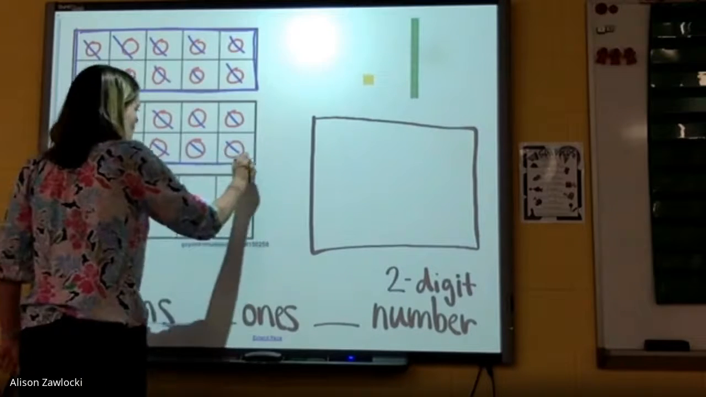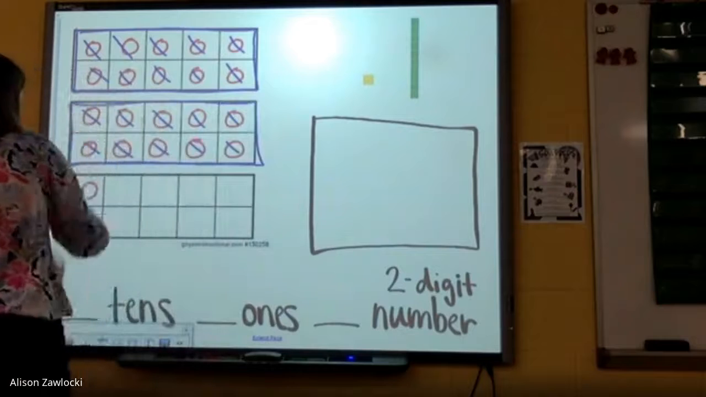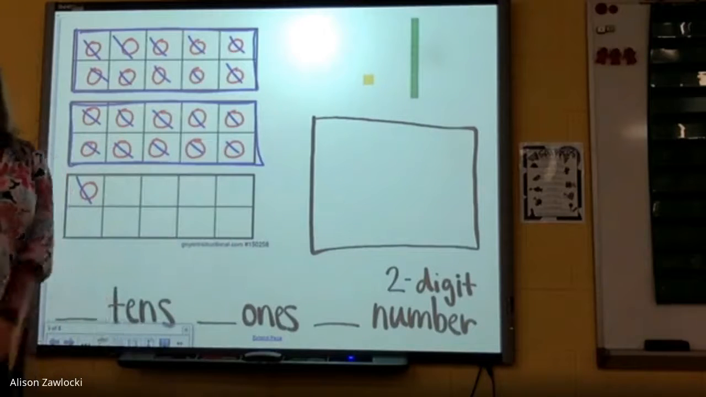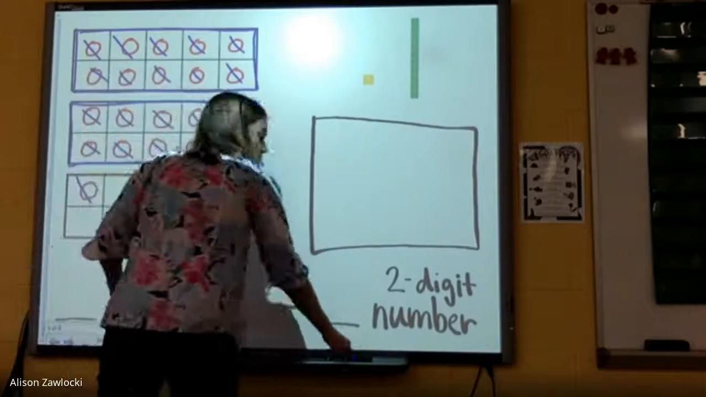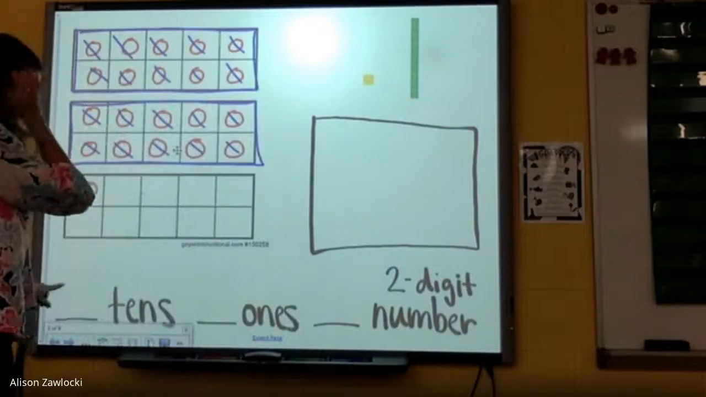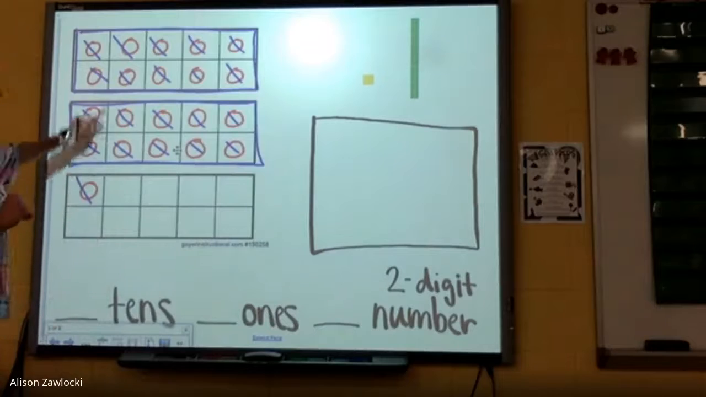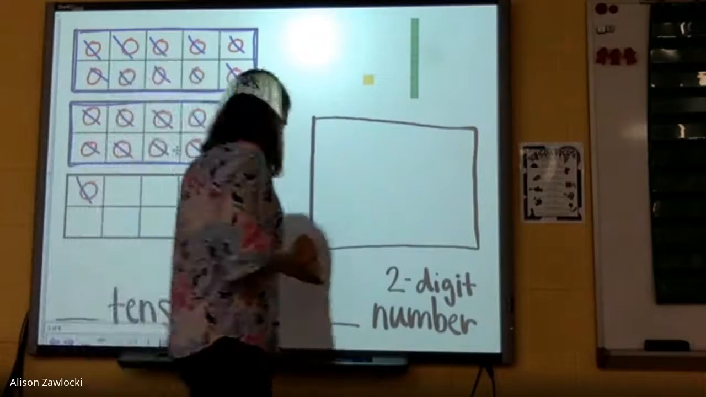Remember, I started back at 1 after I circled a group of 10. And 1 extra. Can I circle this one? No, I can't because I didn't count all the way up to 10. So now we can see how many groups of 10 do I have? How many groups of 10?